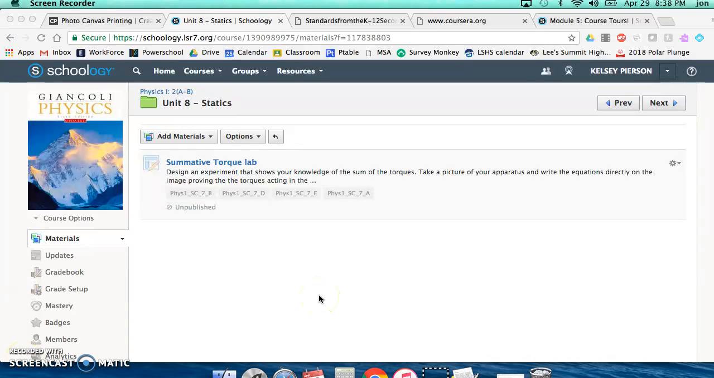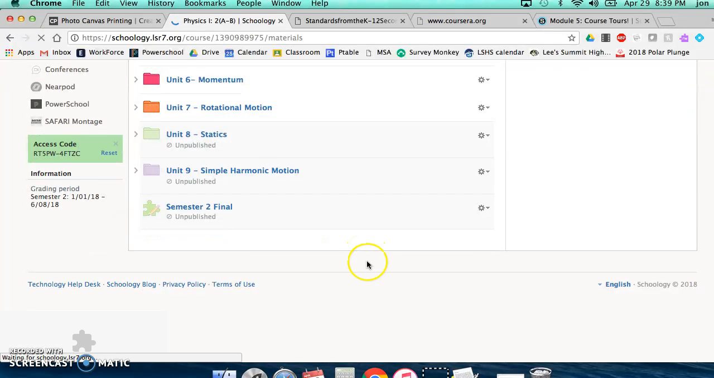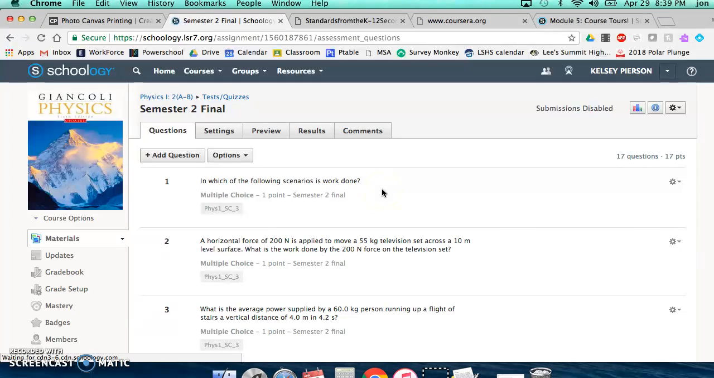Learning target is assessment and measurement. So how are we actually measuring the stated learning standards? The easiest one to look at would be a summative final. So after they've taken that simple harmonic motion test, which I'll show you, I did out of order, but that's okay. They'll take this semester 2 final.